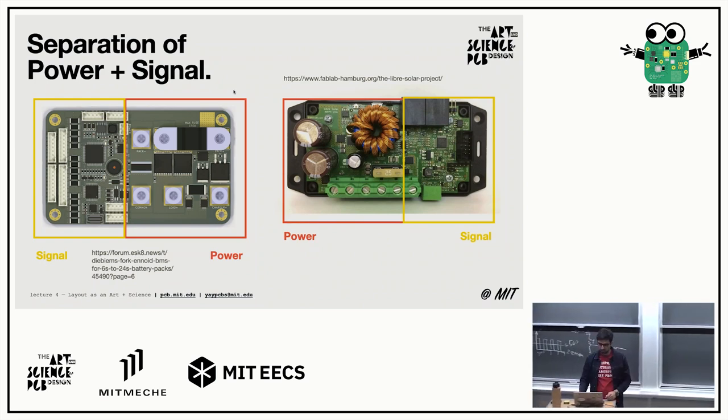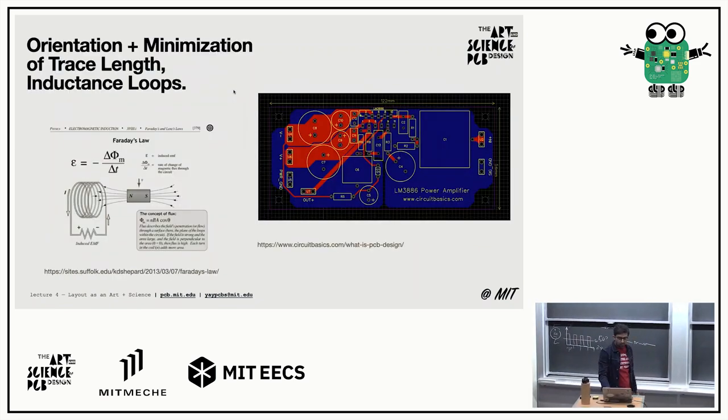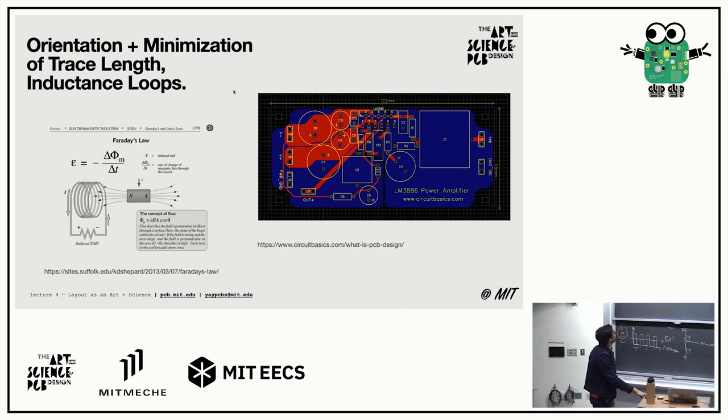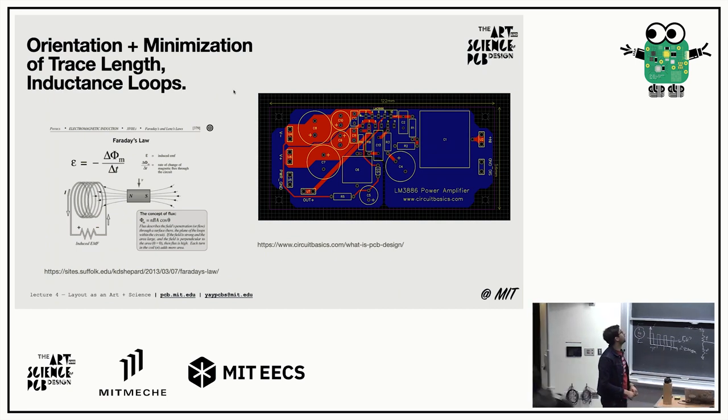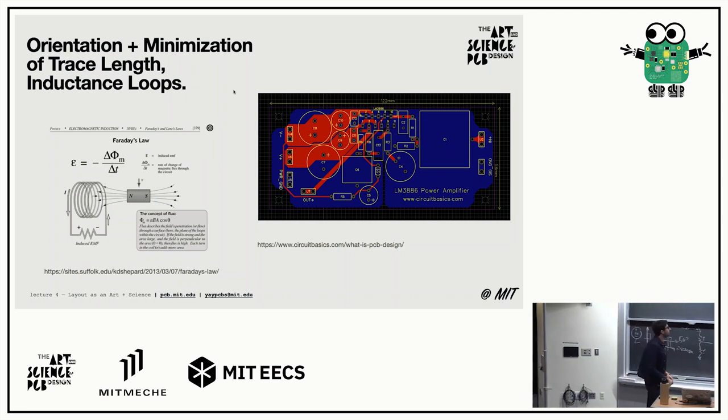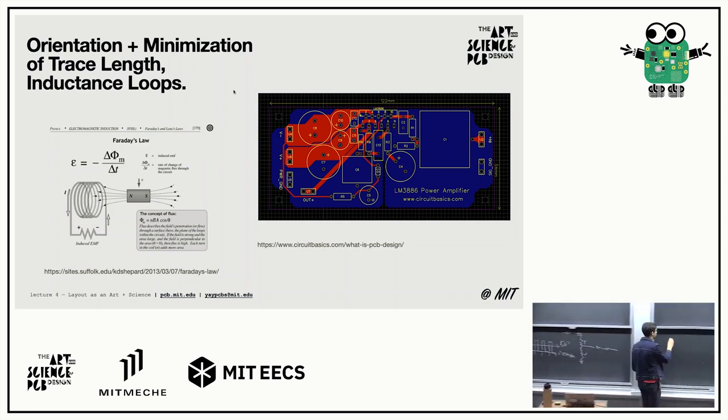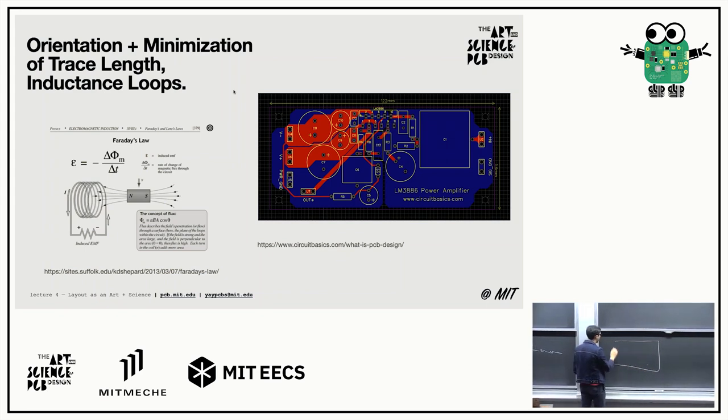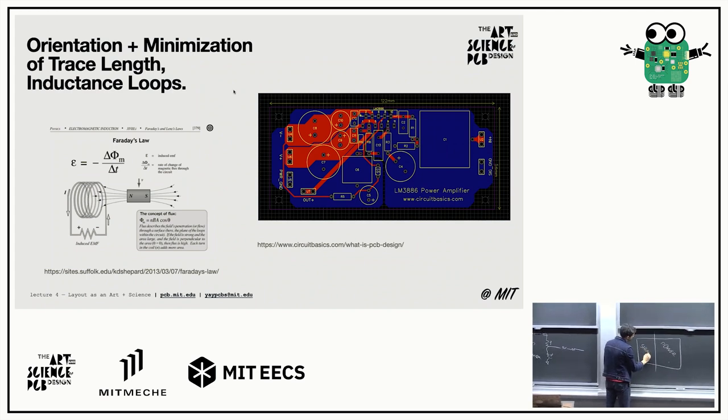Now, there are other things to think about in layout. Number two comes down to placement of components as well, and minimizing the length of my traces. When I have a board, the first thing I start with is a bunch of components. I'm first going to decide, for argument's sake, to split my board in half, put all my power stuff on this side, and all my signal stuff on this side.